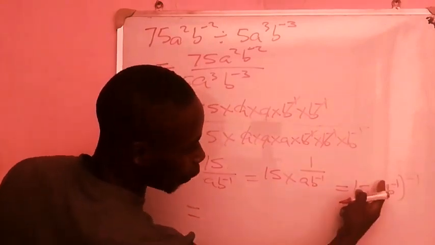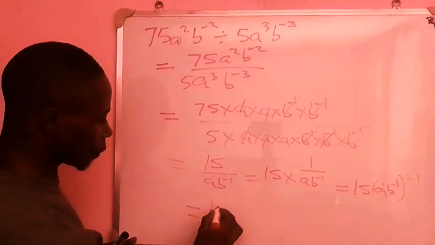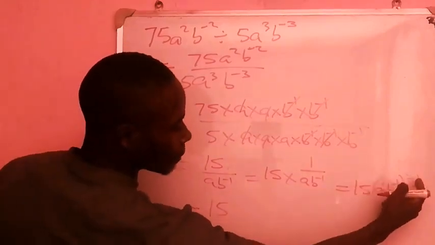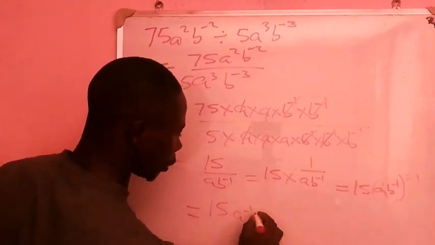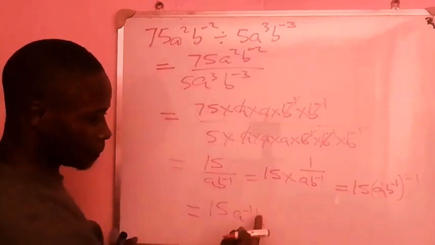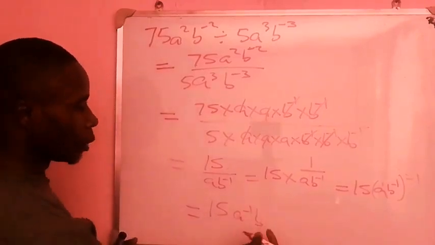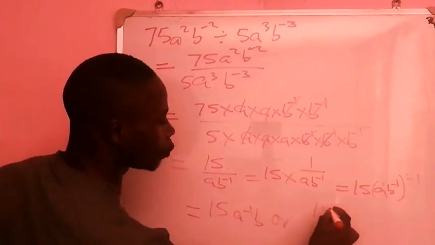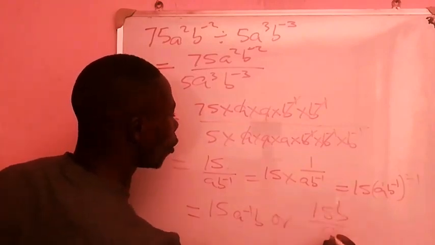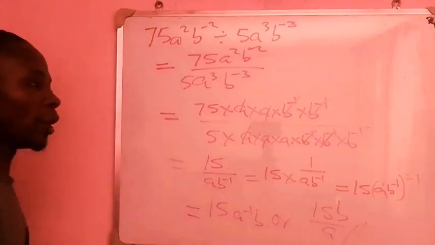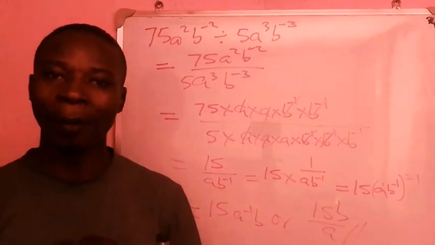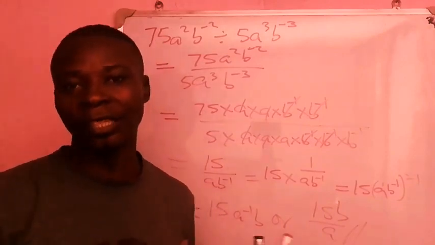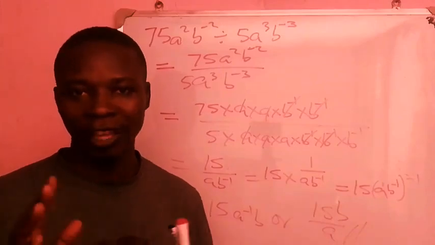The power here is 1, so this will give us 15. 1 times minus 1 will give us minus 1. And then minus 1 times minus 1 will definitely give us b. You can write it like this, or our final answer will be 15b over a. Whichever way, I will tackle this one in another way, so that I apply the law of indices instead of doing it this way.